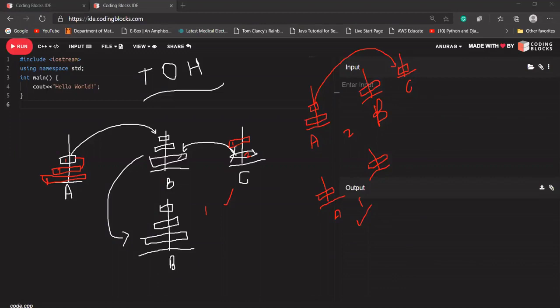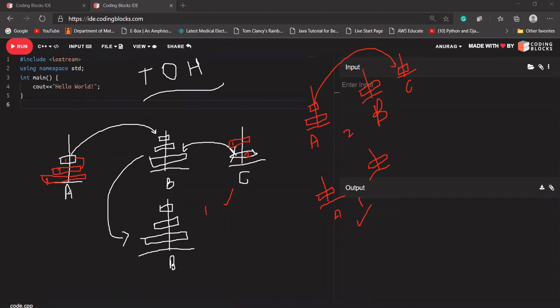So what we are seeing is that if we have three disks, first we do 3 minus 1, that is 2 disks, and we completely transfer them to C. Then the one left disk, I transfer it to B, and now because A is empty, we can do that. The disks that are at C, I can move back to A, and then move them to B.